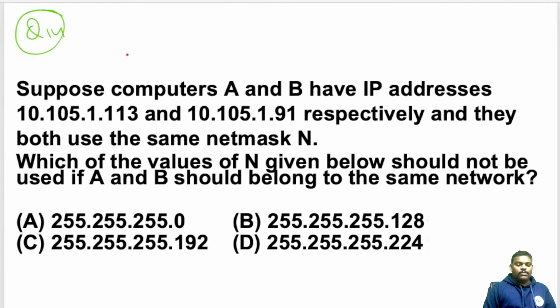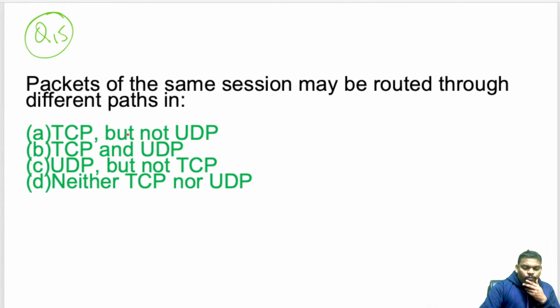I think they are very easy also. I think D, check. Do the AND operation. Yeah, fine. He's asking which one should not be used so that A and B belong to the same network. I think it is normal. So 14 is going to be D. Go to 15.